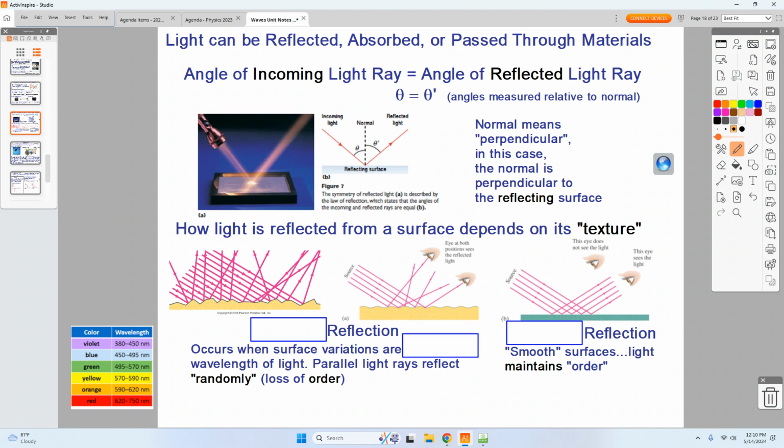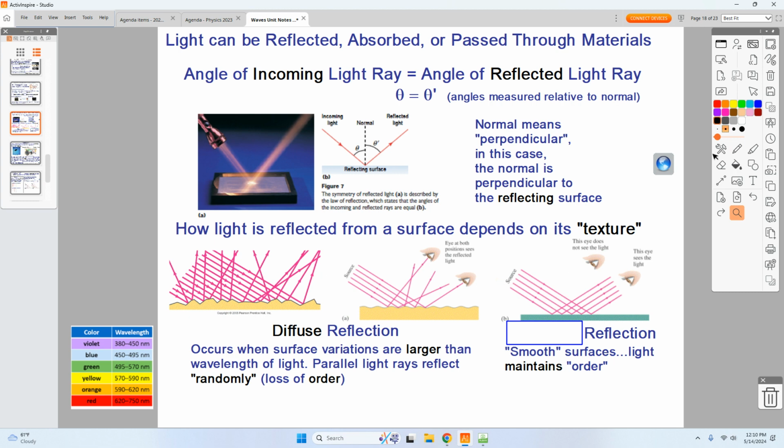We have something called a diffused reflection. To diffuse is to take light and get it to scatter. You'll see this term on your quizzes and tests. The light spreads out and reflects randomly in a variety of different directions. It occurs when surface variations are larger than the wavelength of light. The surface is fairly smooth, but the light itself has really, really short wavelengths. So if the surface variations are larger than the wavelength of the light, it's going to scatter.